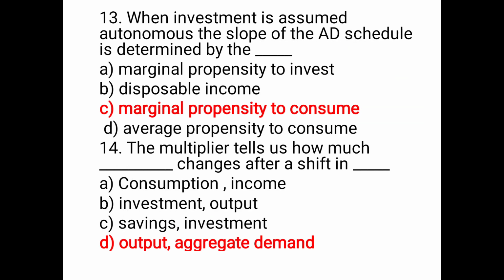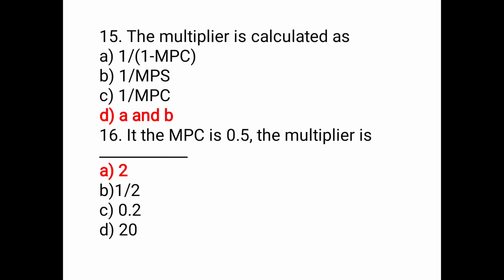When investment is assumed autonomous and the slope of the AD schedule is determined by marginal propensity to consume, the multiplier tells us how much output changes after the shift in the aggregate demand. You can calculate the multiplier with both A and B. You can write both these equations, both are supposed to be correct.